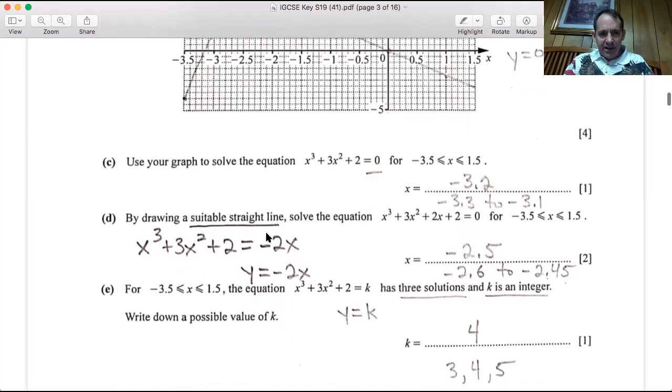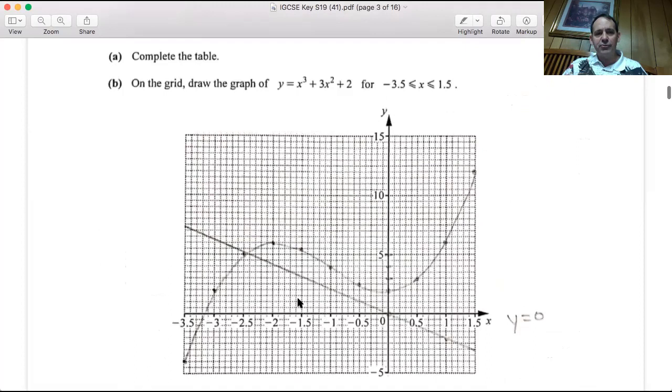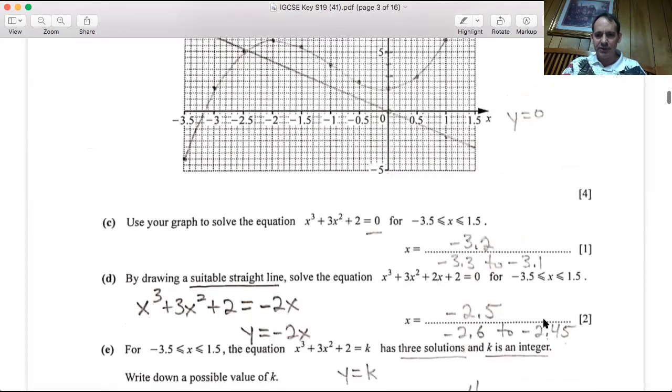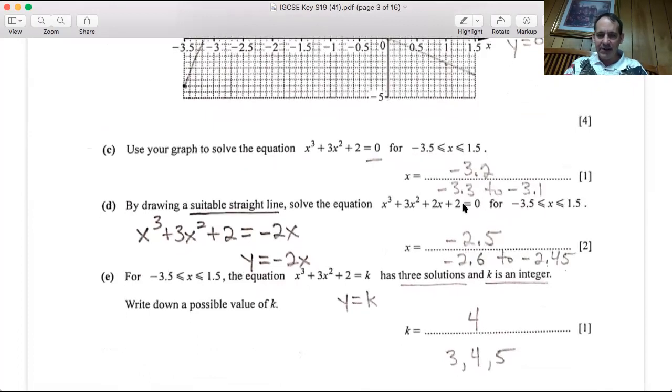Now, by drawing a suitable straight line, solve this equation. If you notice, this equation is different from our original one. So because this is graphical solutions, we are solving it through graphs, not through algebraic manipulation or algebraic solving methods. So don't try to solve this algebraically, especially since you probably haven't been working with cubics yet anyway.